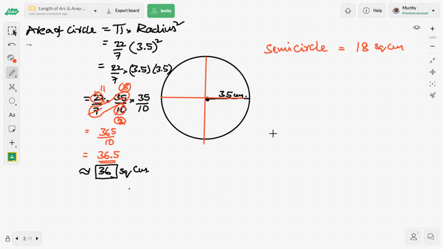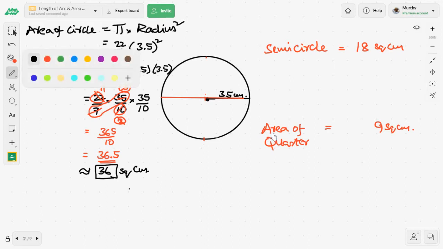Okay, so here the area of this I can say is a quarter, that is 1/4 of 36. That gives me 9 square centimeters. Now, if you observe carefully, the total angle in a circle is 360 degrees. Suppose I am taking a semicircle, you know that the angle is 180 degrees.